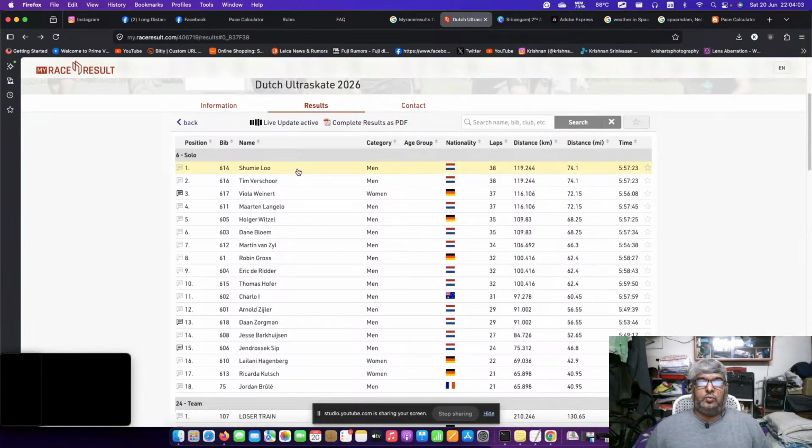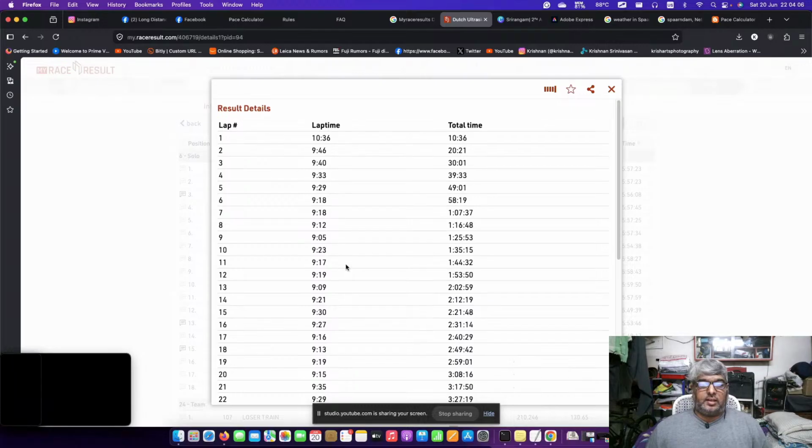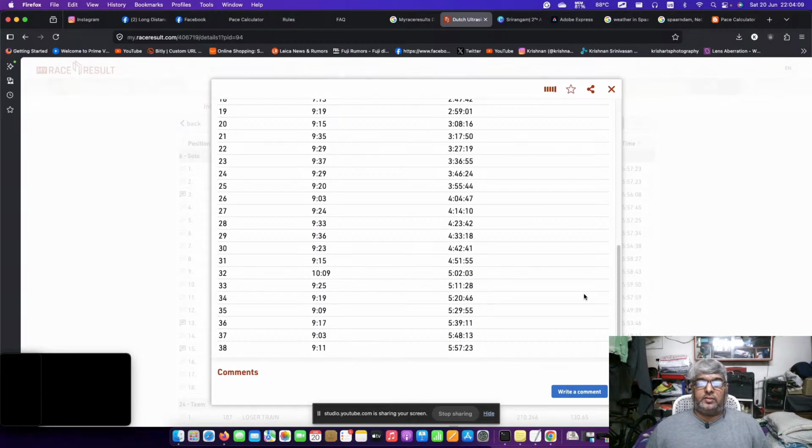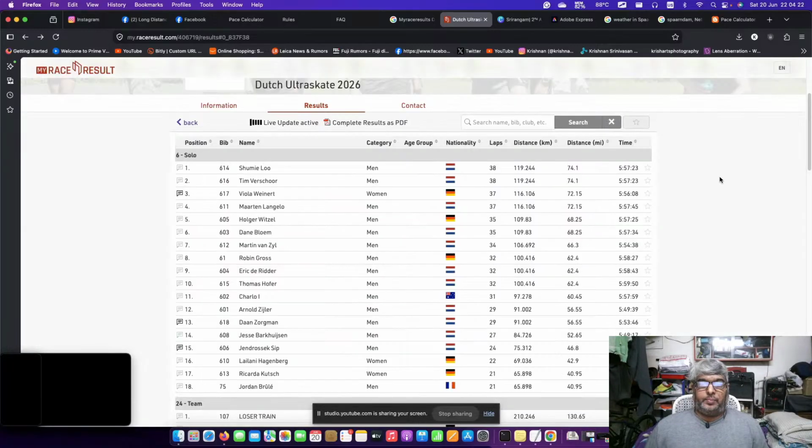First came Shumi Lu, and he has been maintaining almost 9 minutes per lap, taking very few breaks. Those few breaks would be for consuming electrolytes or food or water or going to the loo. Second came Tim Vershaw. Third came Viola Warner. Women getting third in the overall category, playing equal to men, is amazing. Kudos to Viola Warner. She is first in the women. Shumi Lu is first in the men.